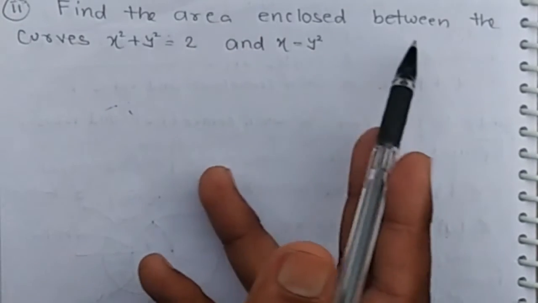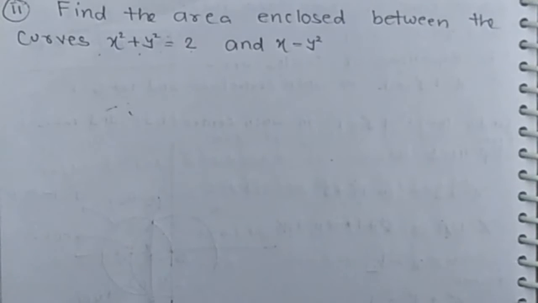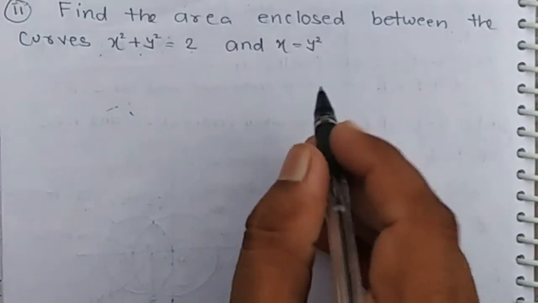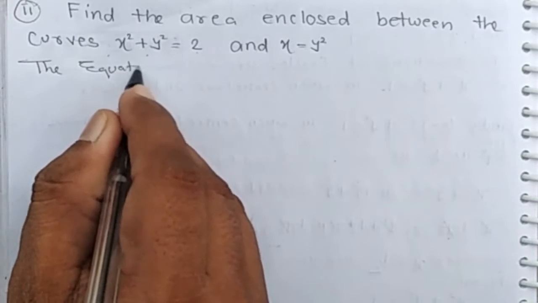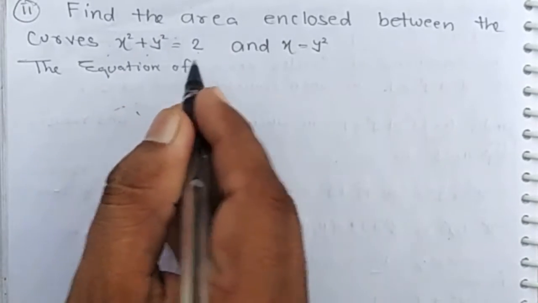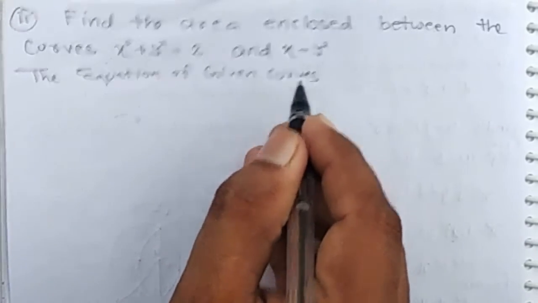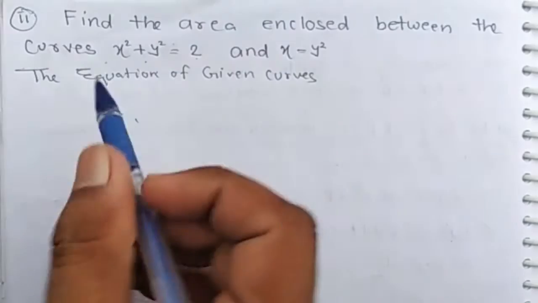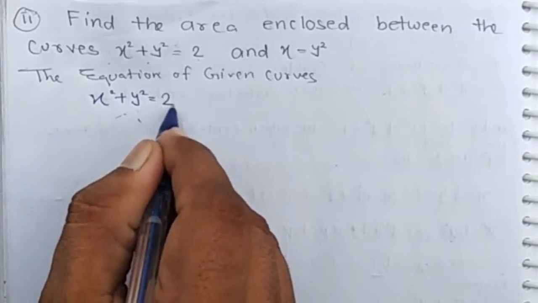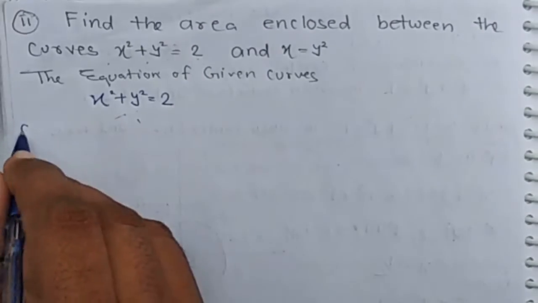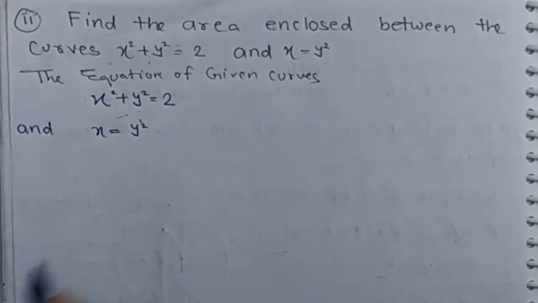Question number 2: find the area enclosed between the curve x square plus y square equal 2 and x equal y square. The equations of the given curves are x square plus y square equal 2 and x equal y square. Solve both these equations.